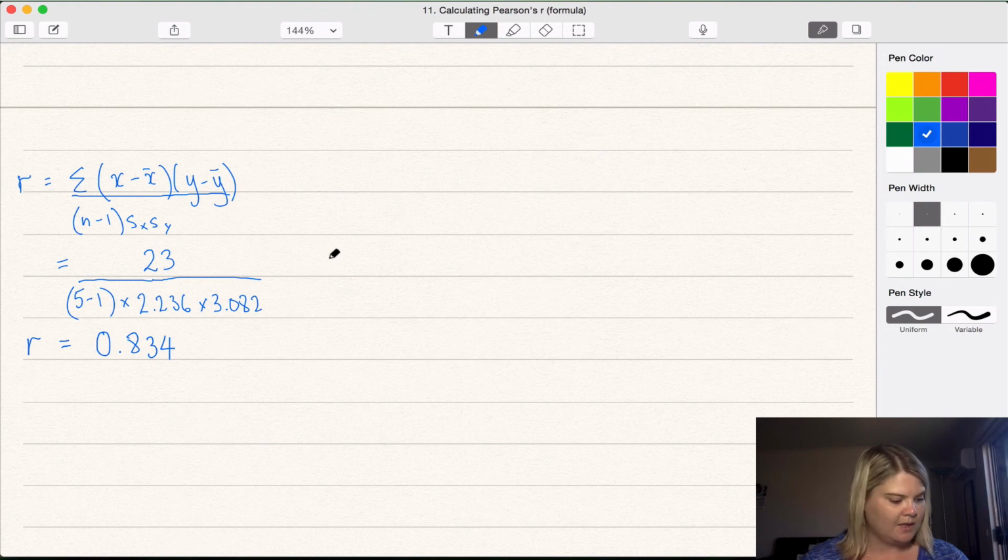Right at the start, we were asked to put our correlation coefficient correct to 2 decimal places, so we can round that to 0.83. So it's a positive correlation, and it's pretty high, pretty close to 1. So the data is getting closer to a straight line.